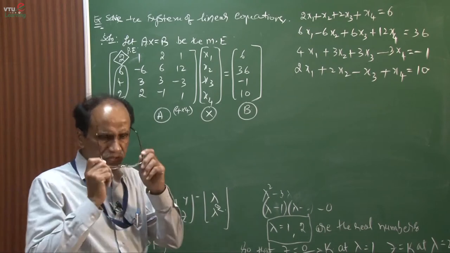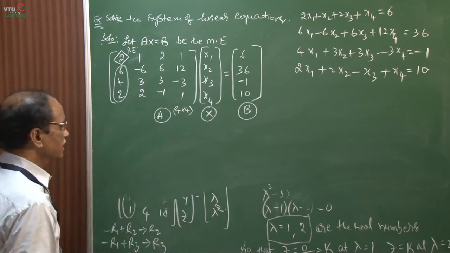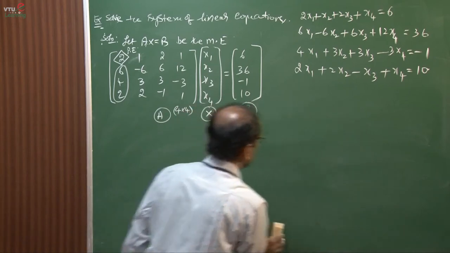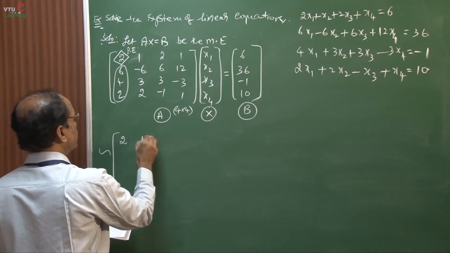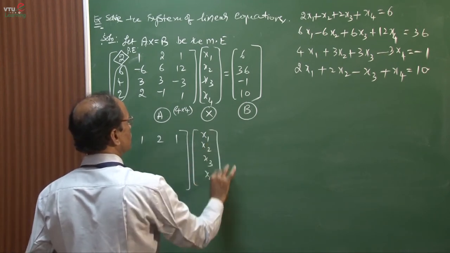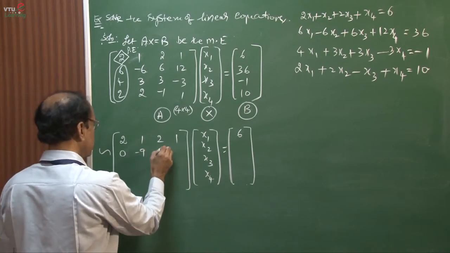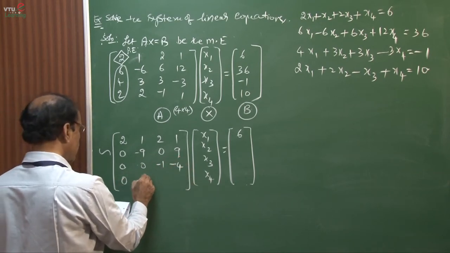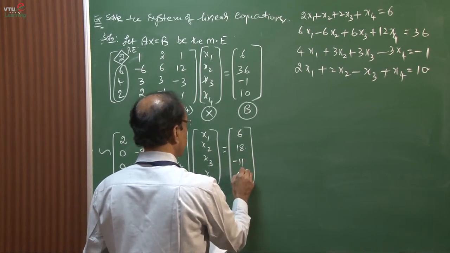So what are the row operations you are going to consider? I will write the final form after taking the row operations, and then after three steps you can check that, and the answer you have to verify by back substitution, those values must satisfy the equations. Okay, I'll write the last step. So this is equivalent, after row operations, I will get like this: 2, 1, 2, 1, and x1, x2, x3, and x4, equal to 6, and here it changes, that is 0, minus 9, 0, 9, and 0, 0, minus 1, minus 4, and 0, 0, 0, 13, and x4, this is 18, and minus 11, and 39.